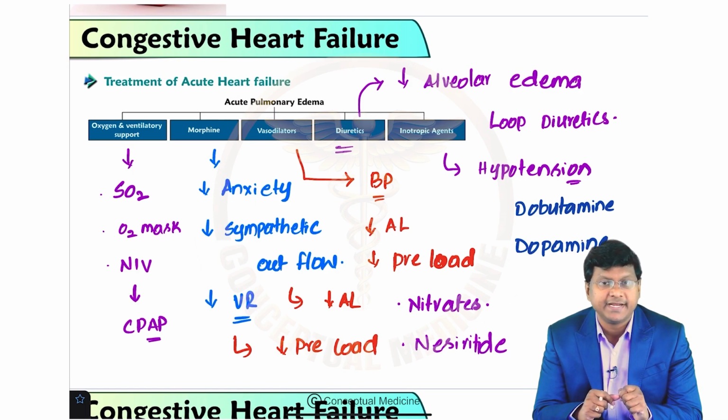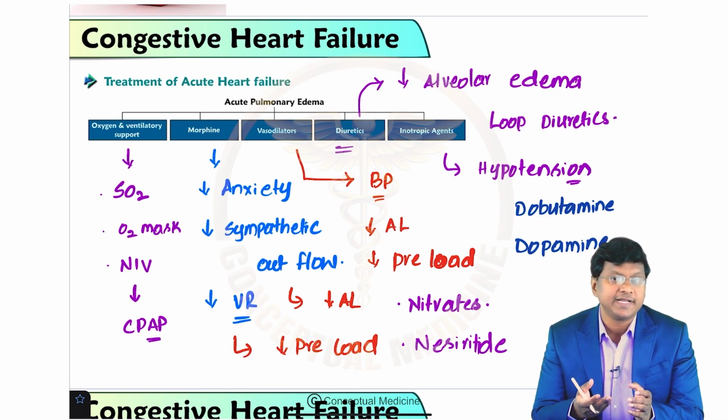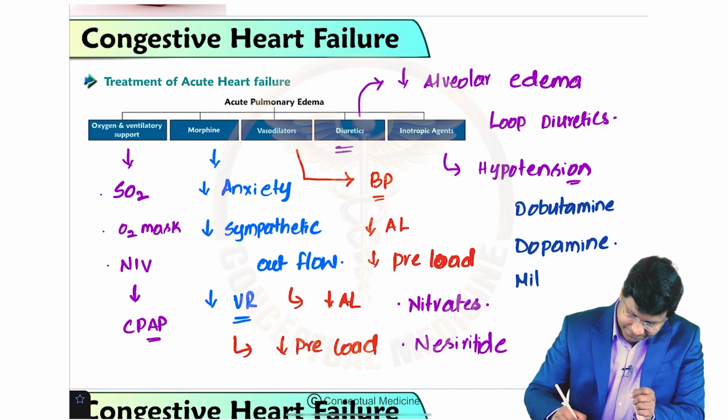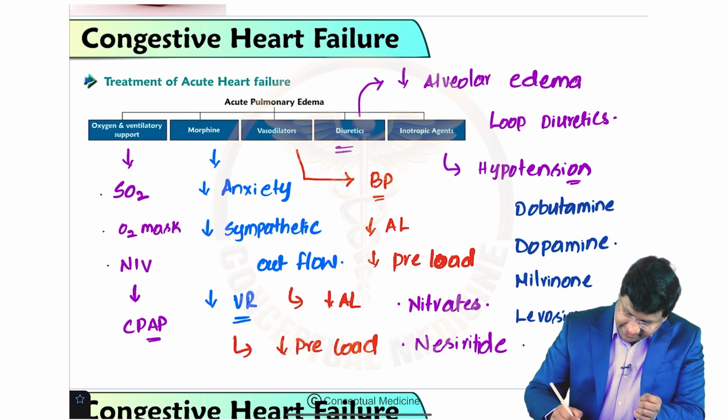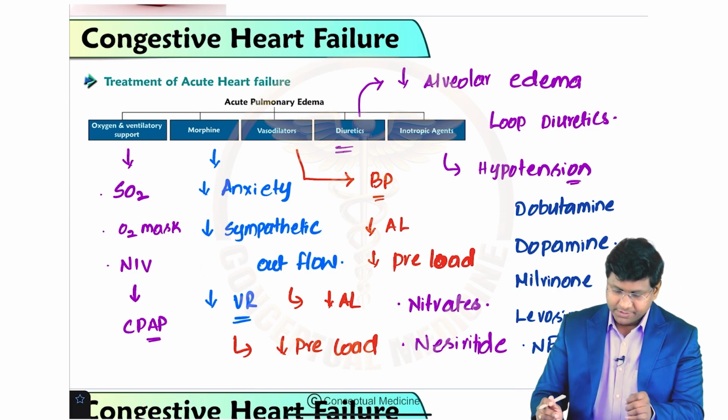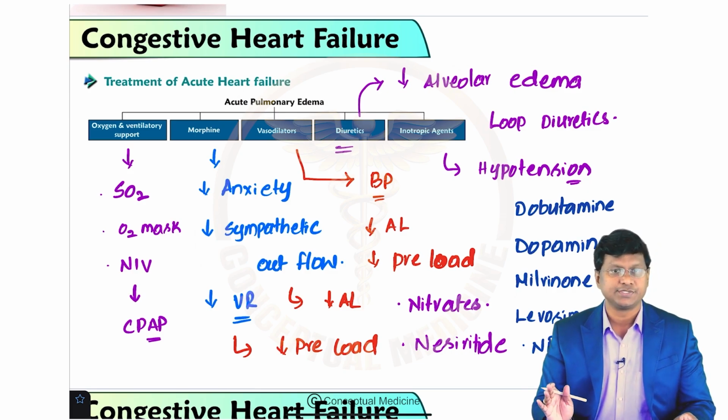Apart from dobutamine and dopamine, the other important inotropic agents include the phosphodiesterase inhibitors, which include inamrinone and milrinone. The next important drug is levosimendan. And subsequently, the other inotropic agents include norepinephrine and epinephrine. So this is about the inotropic agents.